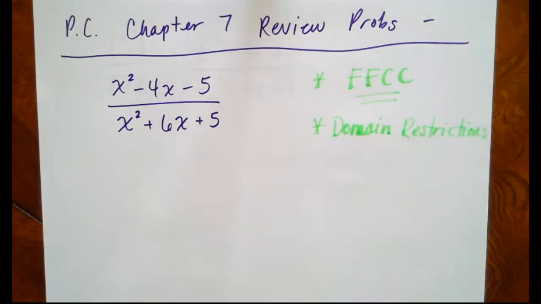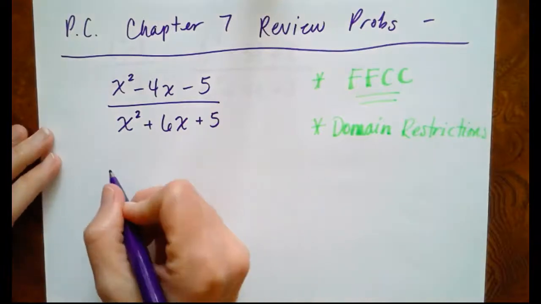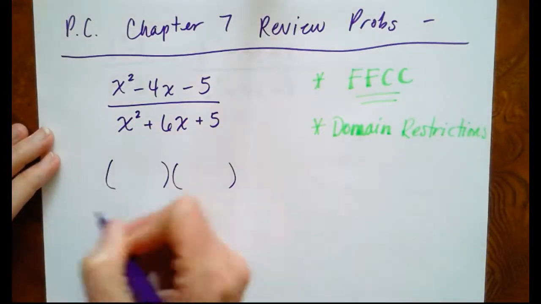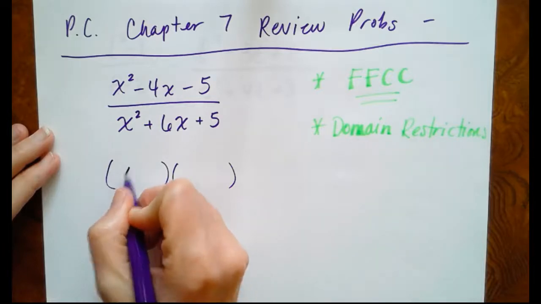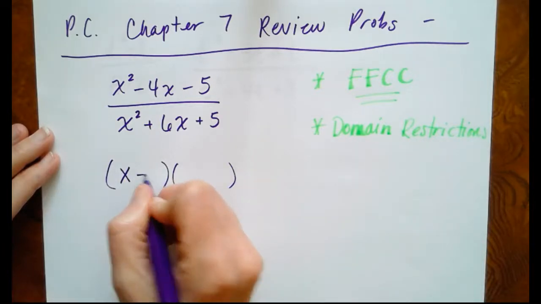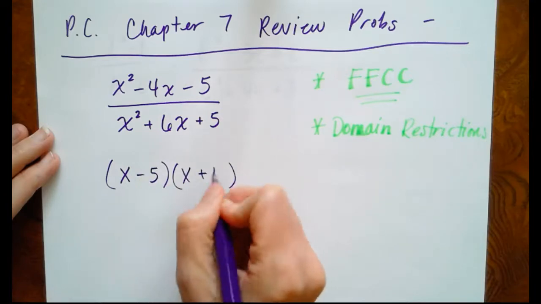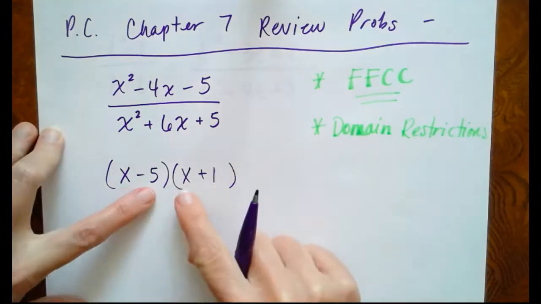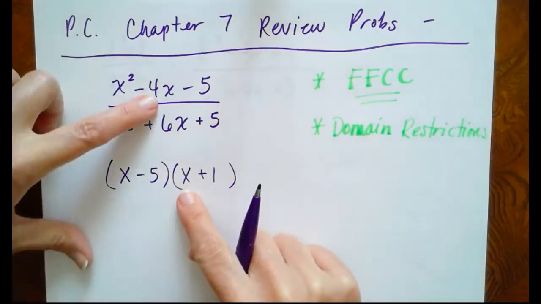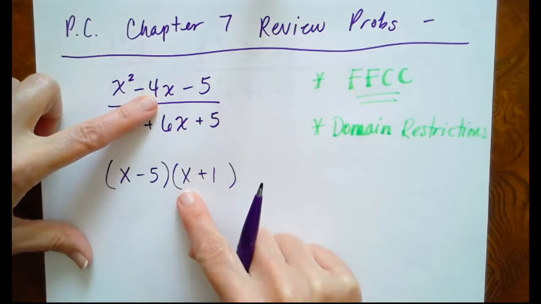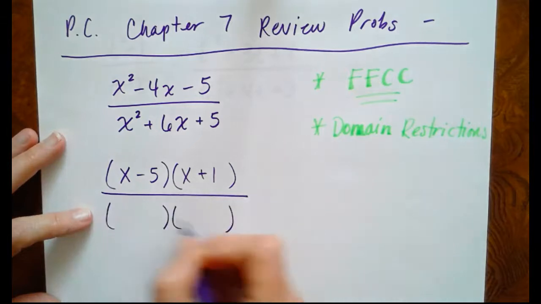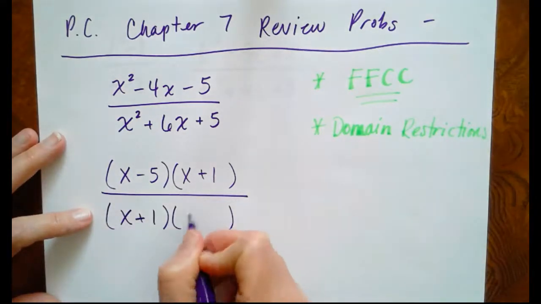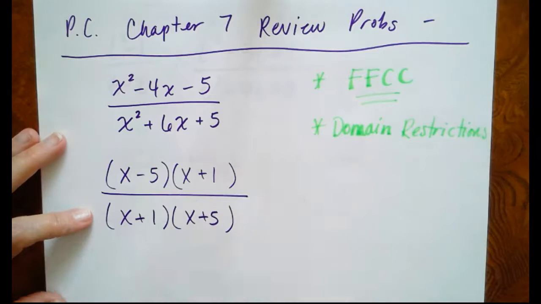So first of all, let's factor everything. When we factor the numerator here, minus minus, so one's going to be a plus, one's going to be a minus. So this is going to be x minus 5, x plus 1. There's positive 1. There's negative 5. That's what yields the negative 4x middle term. That's our numerator. Our denominator, x plus 1, x plus 5, plus.